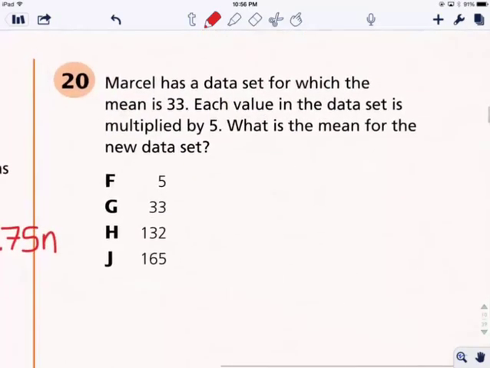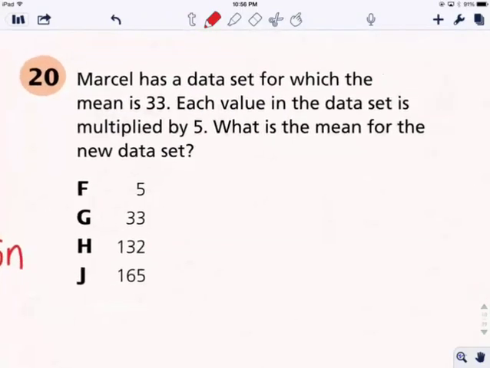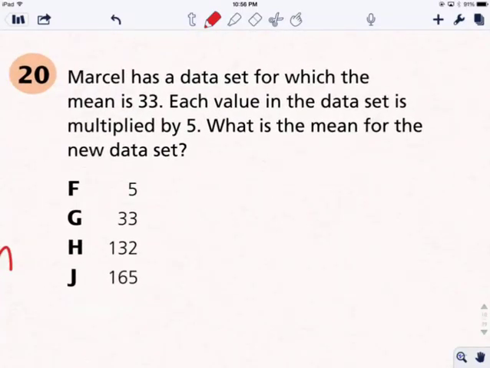All right, number 20. You actually will not see problems like this on the end of course test, so I won't teach you how to do it. But if you're curious, the answer choice is J.